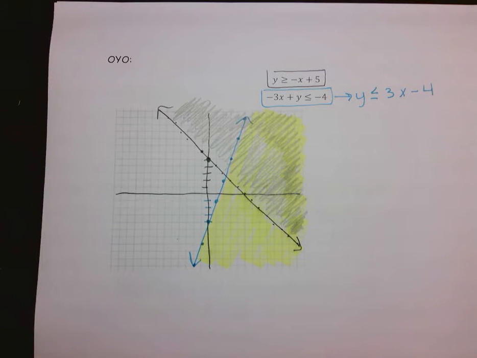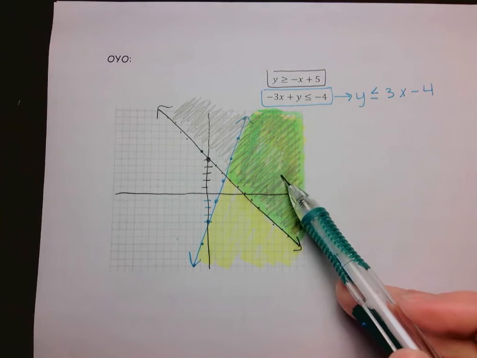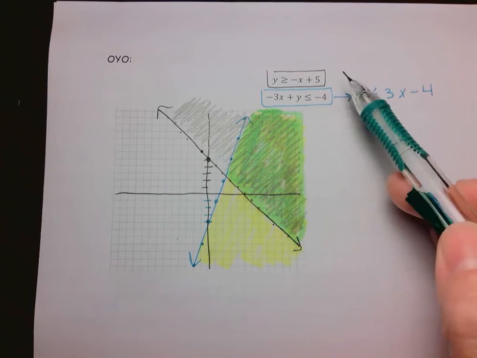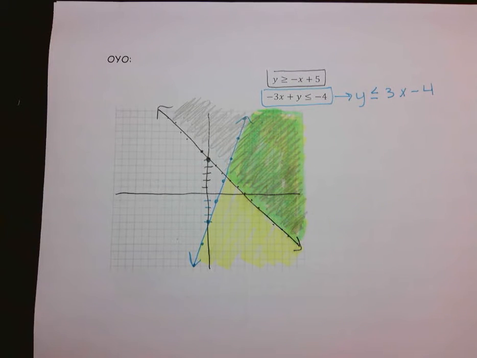Again, my line needs to be solid because it's an or equal to, and so I want to highlight down towards those negative y values because it's a y is less than. So my answer lies in this green shaded region. This is the area that will contain all of the solutions that will make both of these inequalities true.